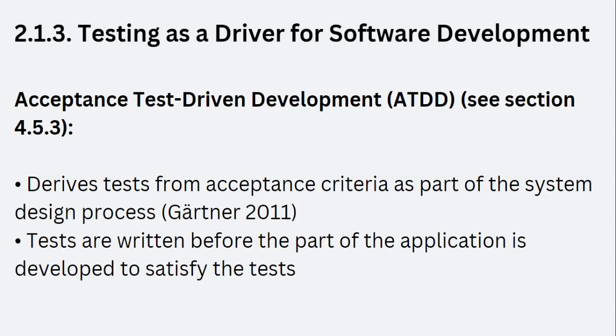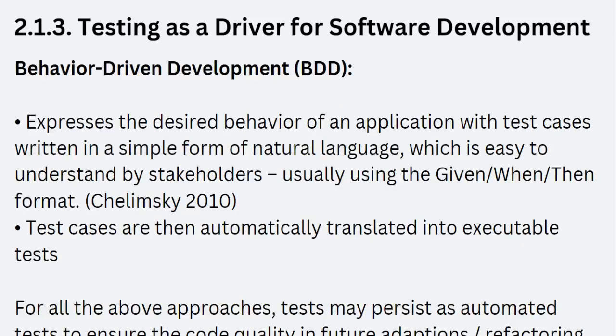Acceptance test driven development (ATDD) derives tests from acceptance criteria during the system design process. It involves writing tests before developing the corresponding part of the application to meet those tests.